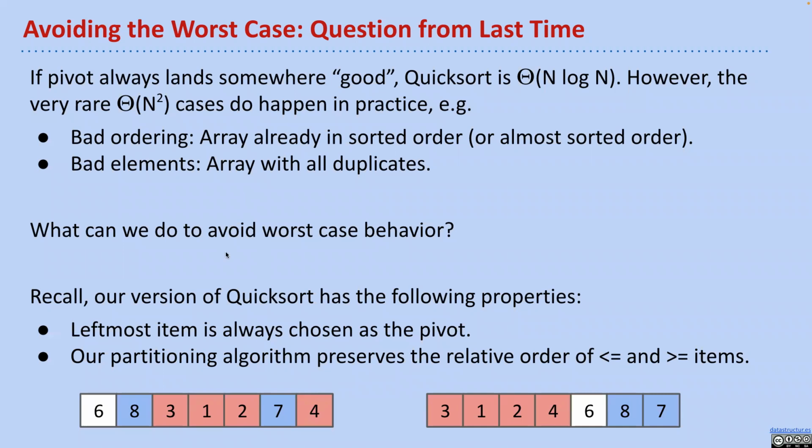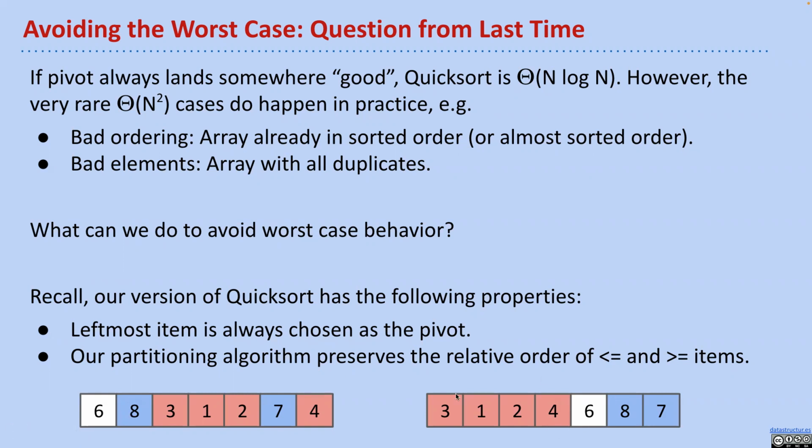And recall that our version of quicksort has these two properties. The first is that the leftmost item is always the pivot. And the second is that our partitioning algorithm always preserved the relative order of the red items and the blue items. So if we had 3, 1, 2, 4, the way we did it is we created a new array, copied over the red items, copied the white one, copied over the blue items, basically.